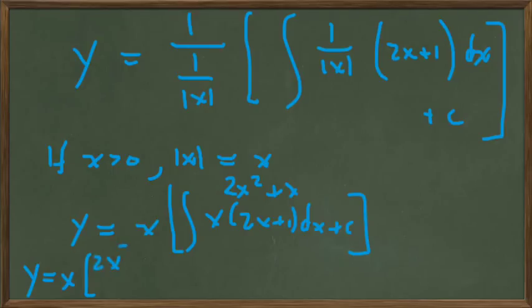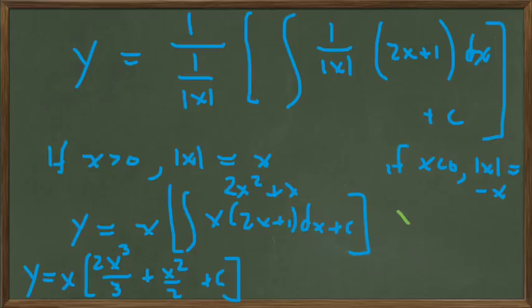X, or 2x cubed over 3 plus x squared over 2 plus c. So that's one solution. If x is less than 0, then the absolute value of x equals minus x, because that turns it into a negative. So let's write this alternate form of the solution as y equals minus x, and then it's minus x under the integral sign, so we're integrating just the negatives of what we had before.